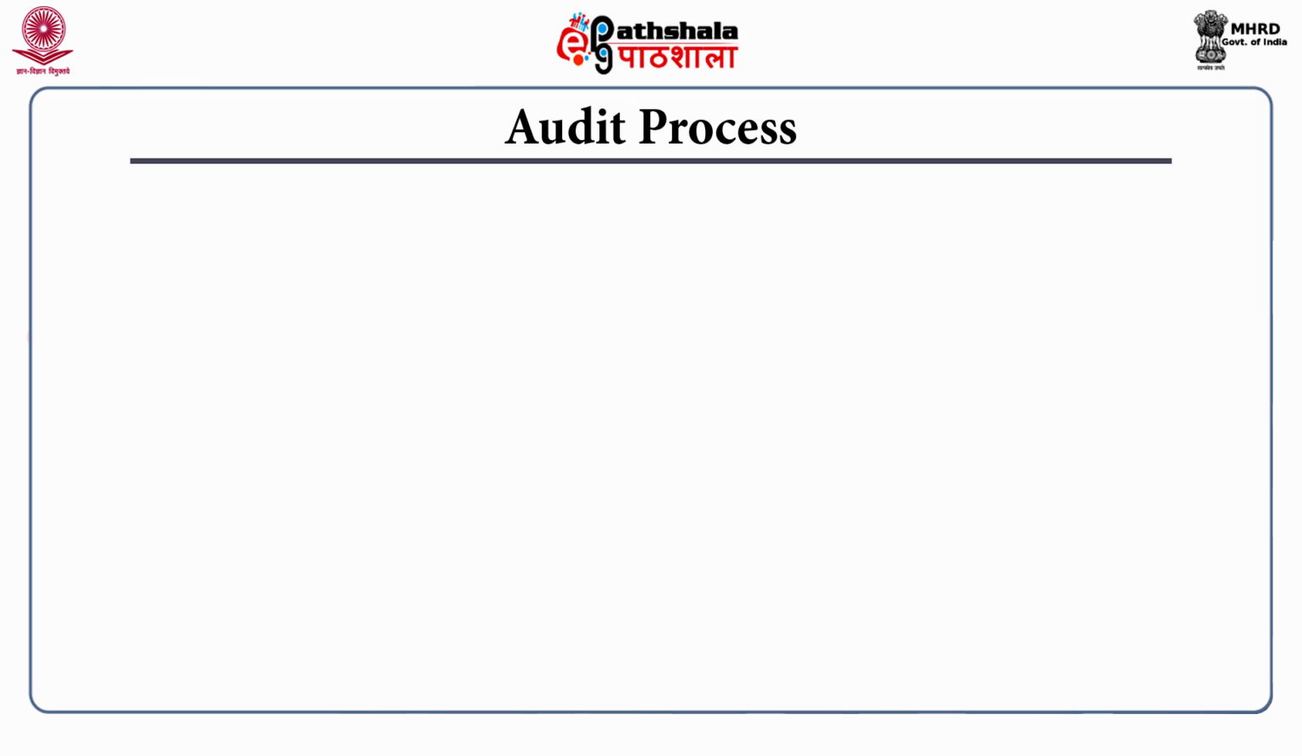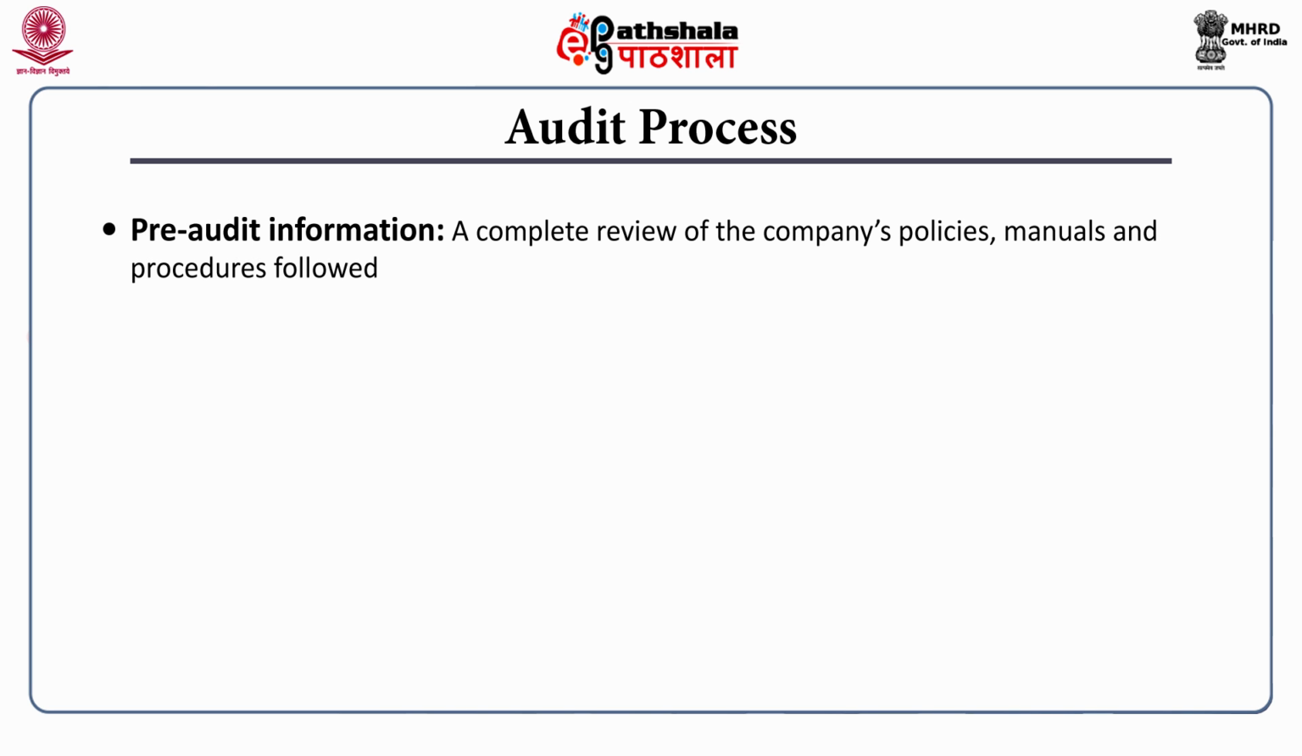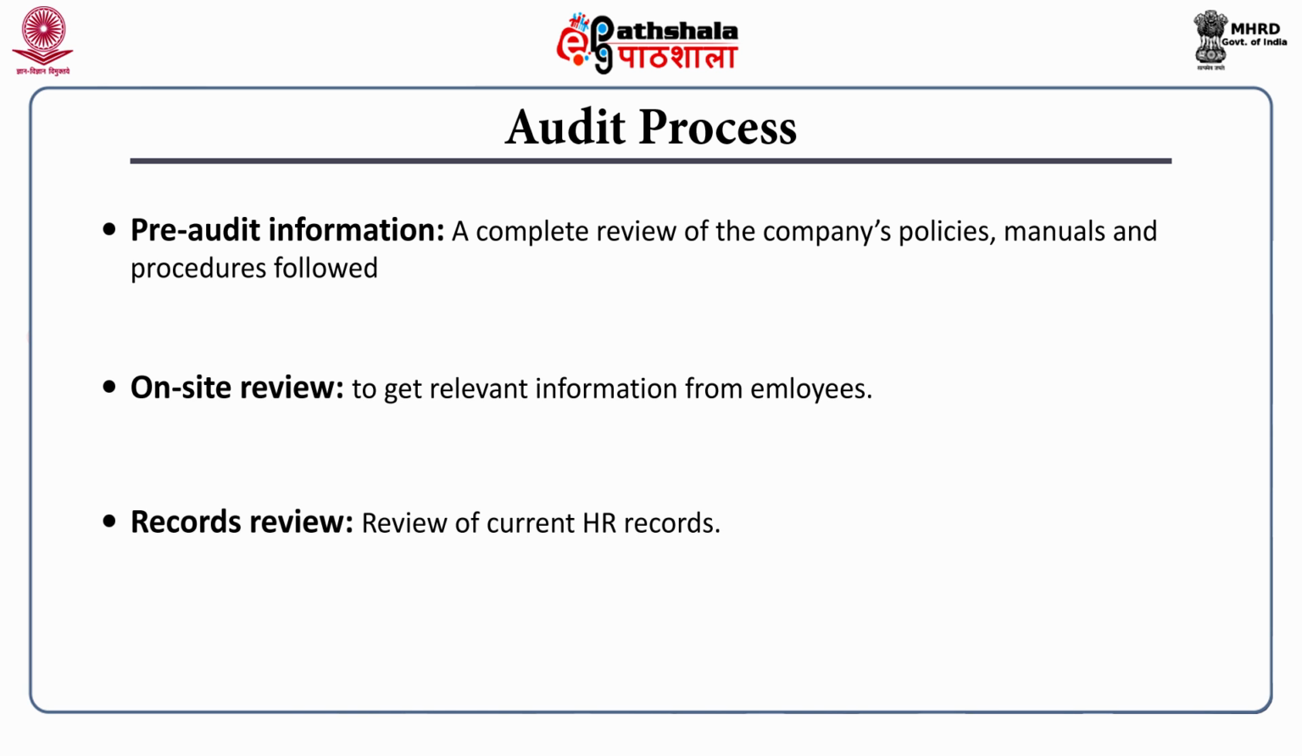Let's now understand how the audit process works. In the audit process, we need the pre-audit information, which is a complete review of the company's policies, manuals, and procedures followed. The on-site review gives the relevant information from the employees. Record review helps in reviewing the current HR records, and the audit report helps in the compilation of the report.